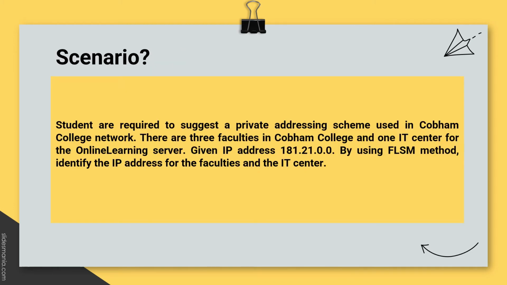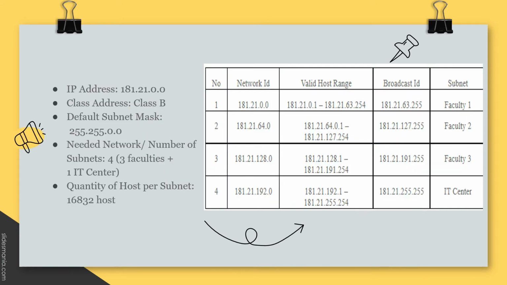So what is the scenario? Students are required to suggest a private addressing scheme used in Cobham College network. There are 3 faculties in Cobham College and 1 IT center for the online learning server. Given IP address 181.21.0.0, by using FSM method, identify the IP address for the faculties and the IT center.